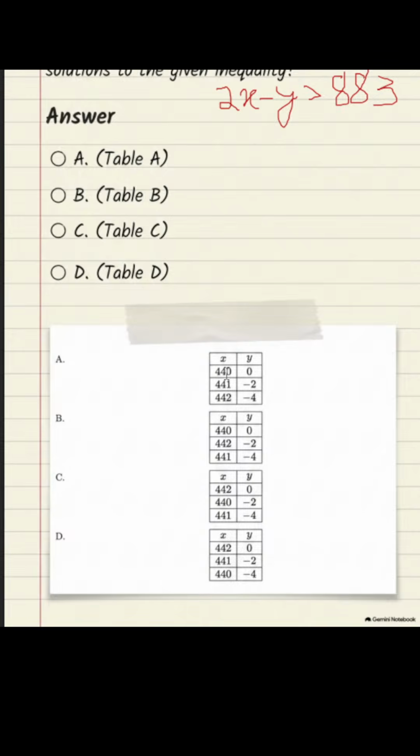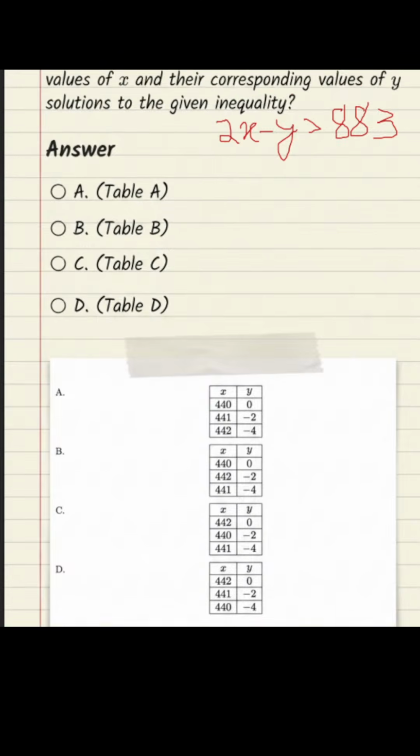And each of the options is a table of 3 coordinates. So we have to solve which one is correct for this inequality. So you can have a look at the tables and the inequality, and you can check and see which one is the correct answer, and then we'll do the solution.